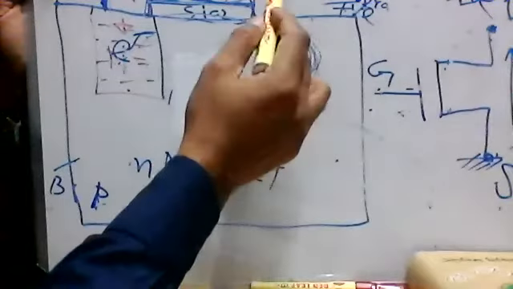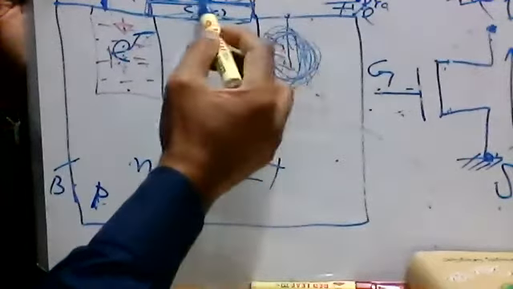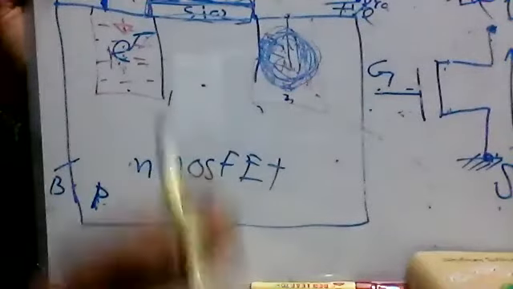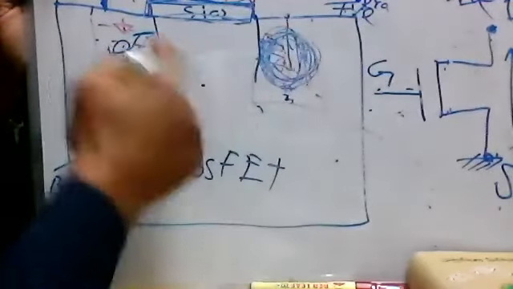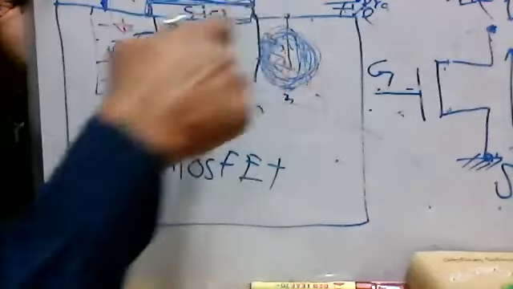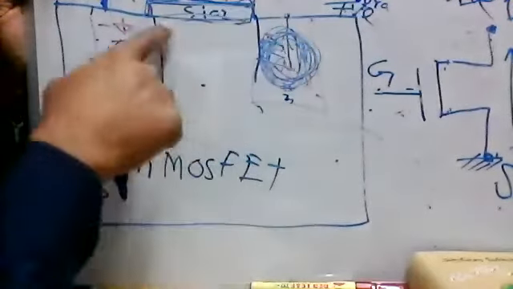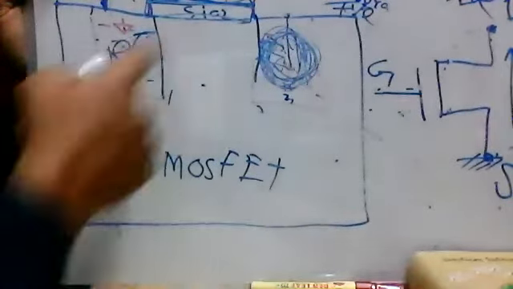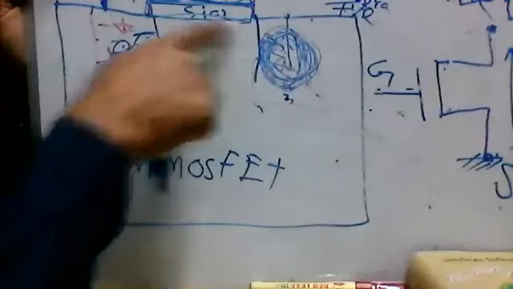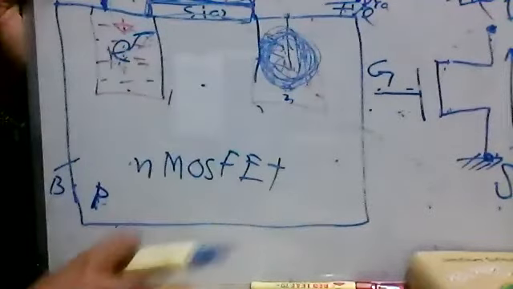What connection? I don't understand your question. So how is the channel being built if there is no connection at the gate? There is no channel. If you don't apply any voltage, then there will be no channel. According to this diagram, there will be no channel, so no current flows. That means the transistor is off.